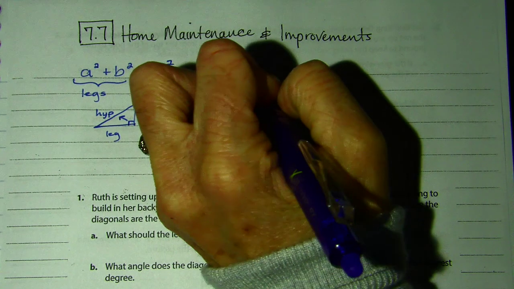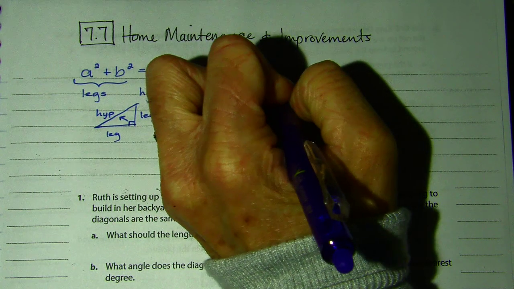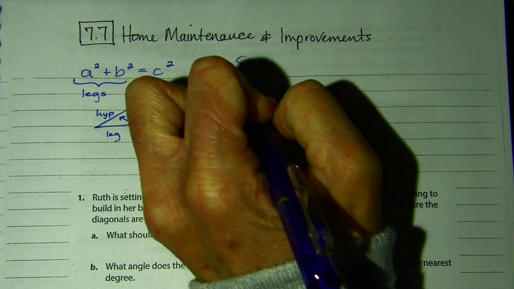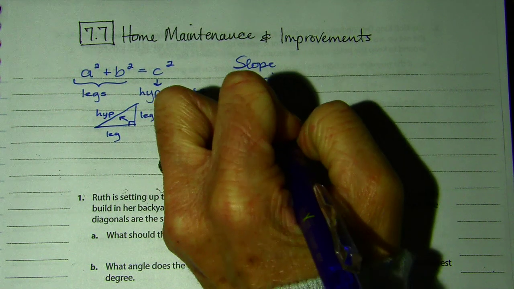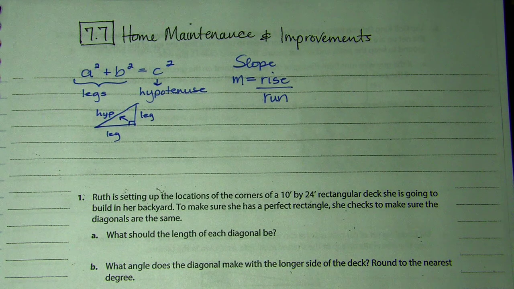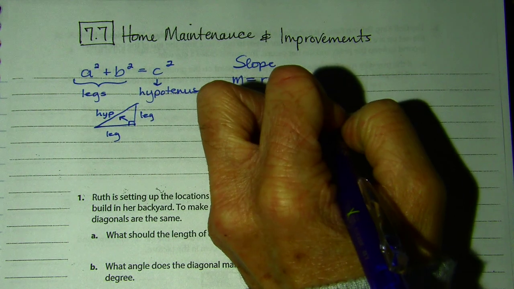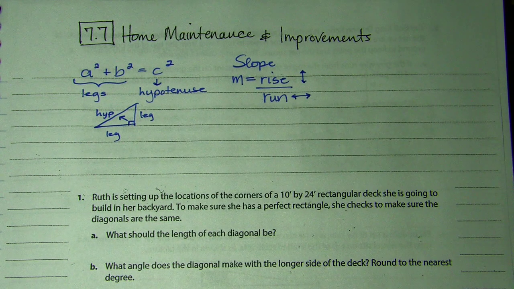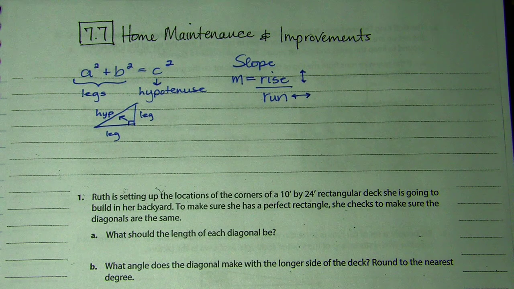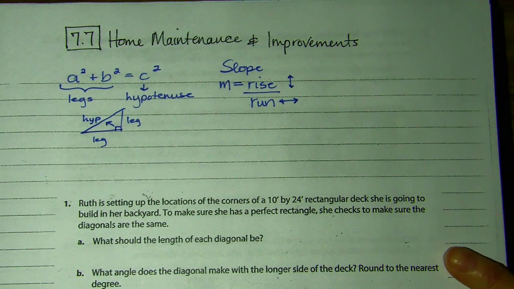Second, let's review that slope is represented by the letter m, and it represents rise over run. Rise refers to up and down, and run refers to left and right. We're going to see that a lot in this section, talking about the slope of a ladder, or of stairs, or a ramp, or the roof on your home. So we're going to be using that.